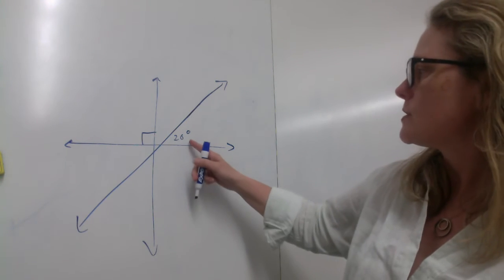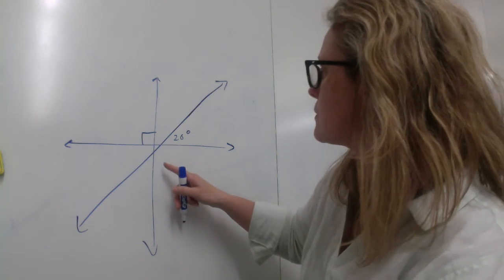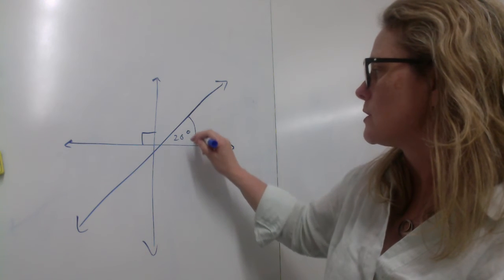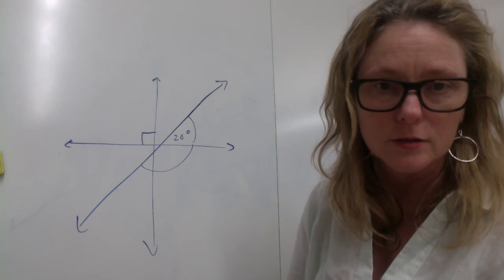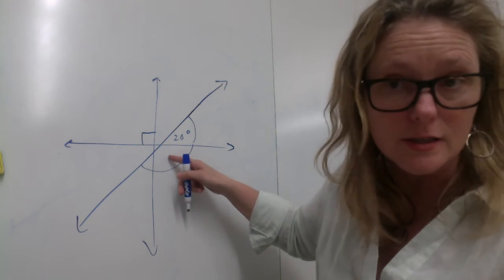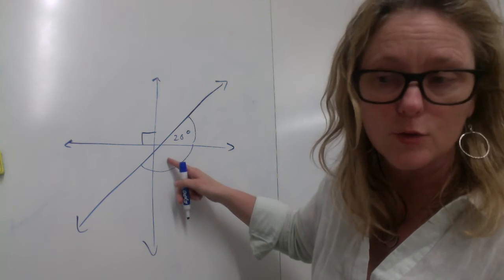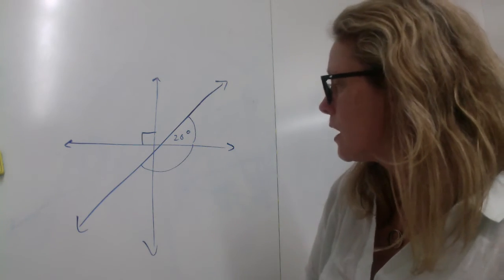So if this angle is 20 degrees, the angle right next to it, this angle, that means this angle right here would have to be 160 degrees, because those two angles are going to add to 180. So I could figure out that angle.